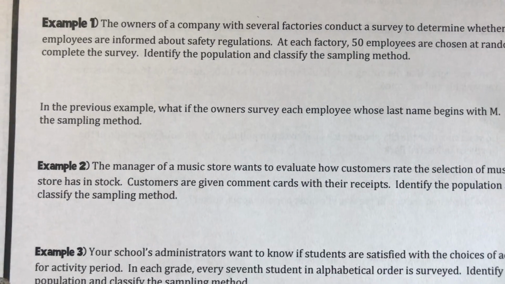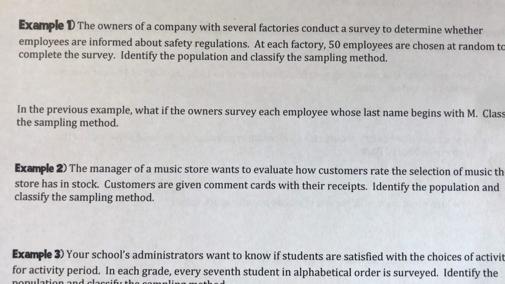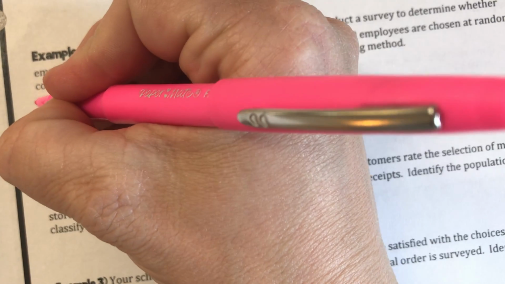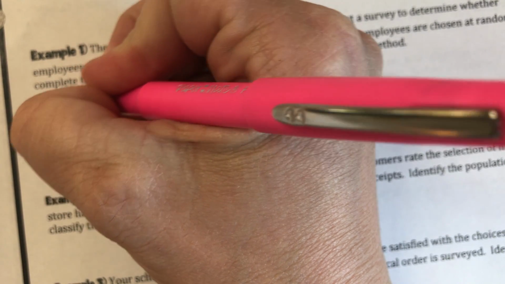So, example 1, it says the owners of a company with several factories conduct a survey to determine whether employees are informed about safety regulations. At each factory, 50 employees are chosen at random to complete the survey. Identify the population and classify the sampling method. Okay, so the population is all the company employees, right? That's who they're trying to gather data from.